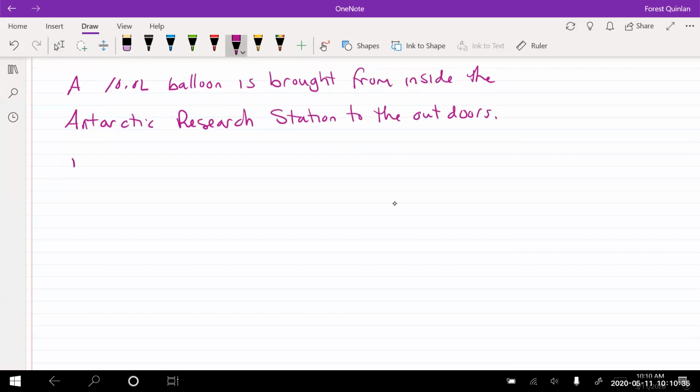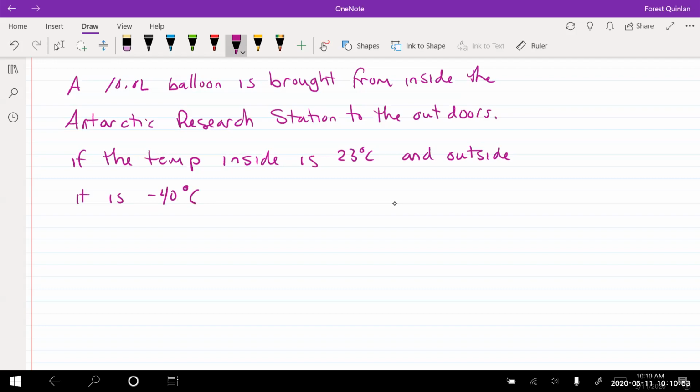If the temp inside is 23 degrees Celsius and outside it is negative 40 degrees Celsius, how big will it be? One of my longer prompts. These are real numbers.